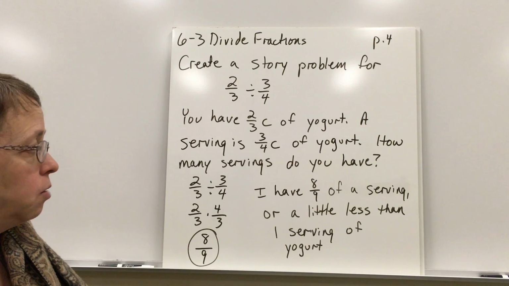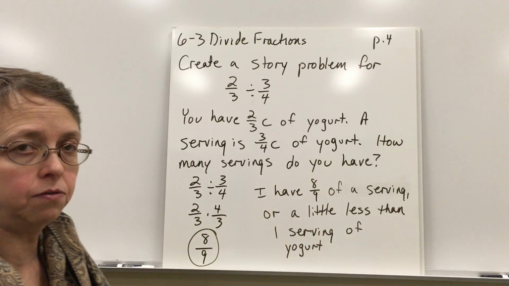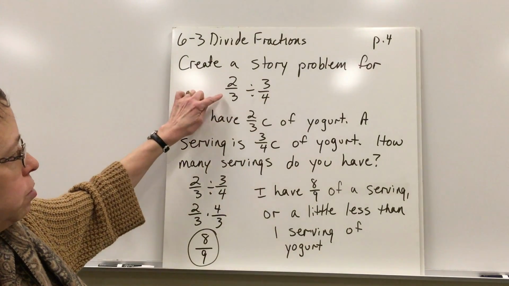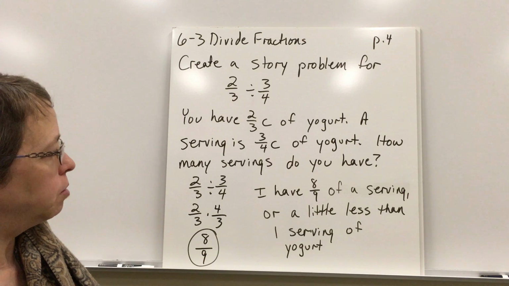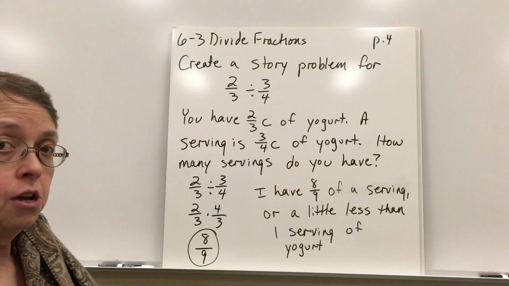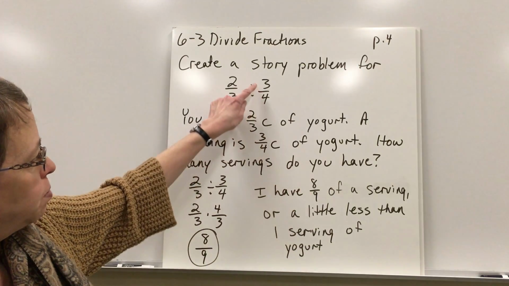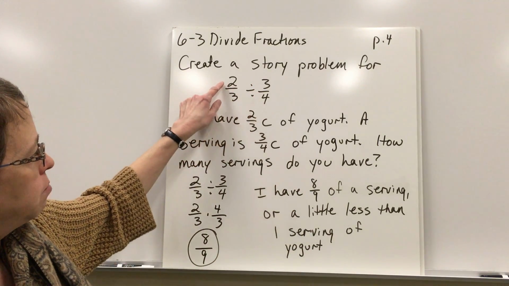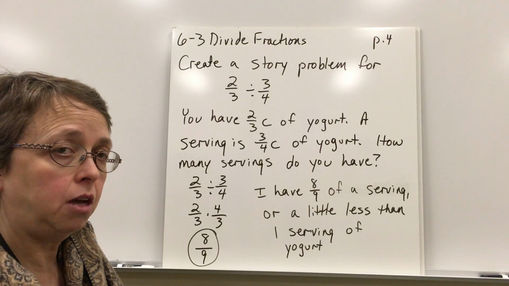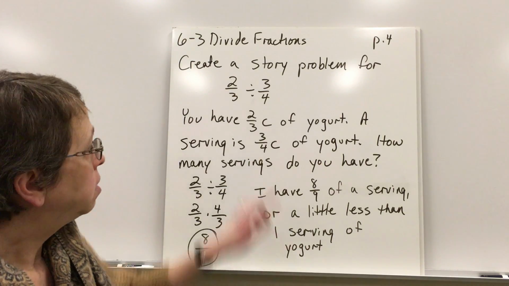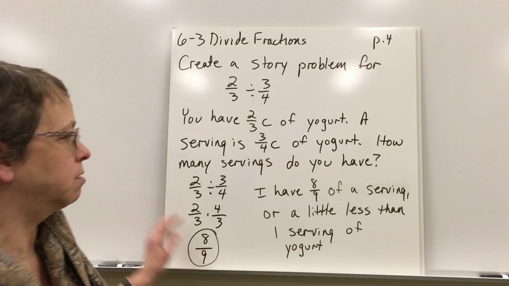8/9 is just less than 1. I have 8/9 of a serving, or a little less than 1 serving of yogurt. That makes sense since my 2/3 is just a little bit smaller than my 3/4. Always a good idea to double check your answer by multiplying. So I know that if I take 8/9 and multiply it by 3/4, I should get my 2/3 back. Double check that, make sure that's right. So pause it and try multiplying. See if you get the dividend back when you take the quotient and the divisor and multiply those two together.